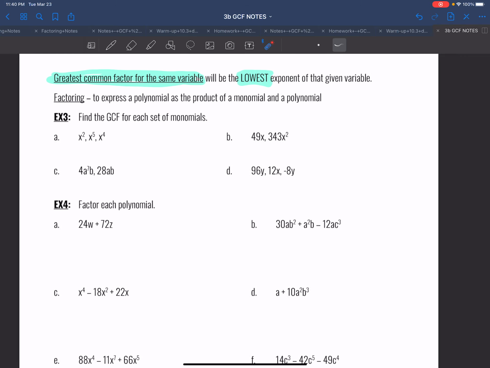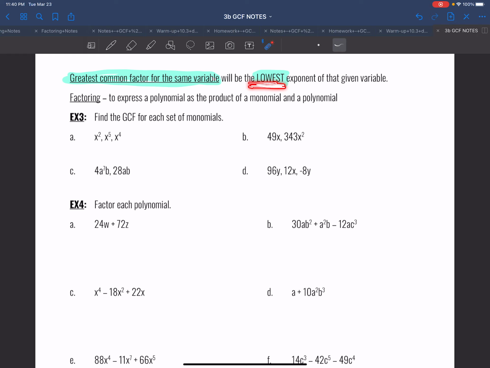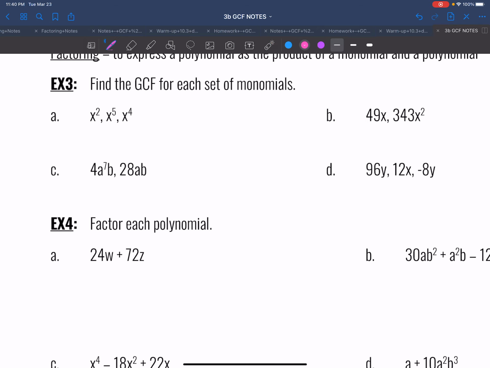All right, so using our trick that we were given at the top, we're going to choose the lowest exponent of that variable. So that means the GCF of these 3 monomials would be x squared. The reason that that works is if I wrote these out as expanded multiplication. So x squared would be x times x, x to the 5th, I would multiply it 5 times, x to the fourth, you would multiply x 4 times.